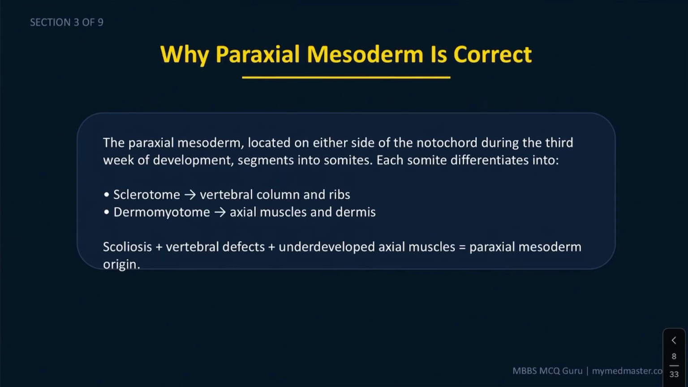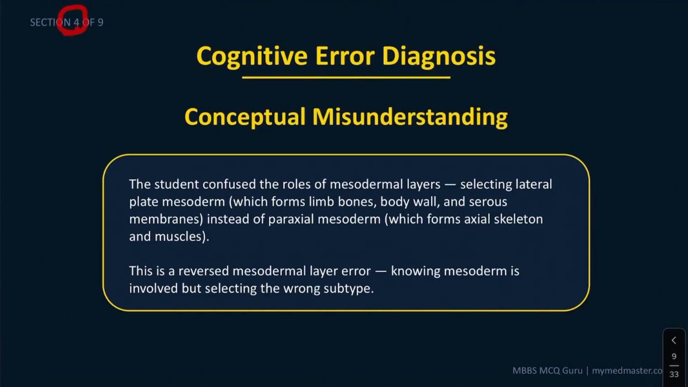Then the next section is section number 3. This section will show you why the correct answer is correct, and the explanation will be given in detail here for that question. Next is section number 4. This is the crucial section, and this is very powerful. This is cognitive error diagnosis.